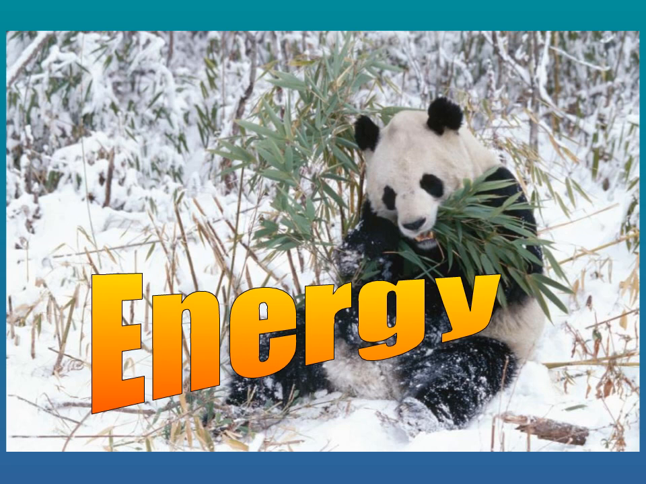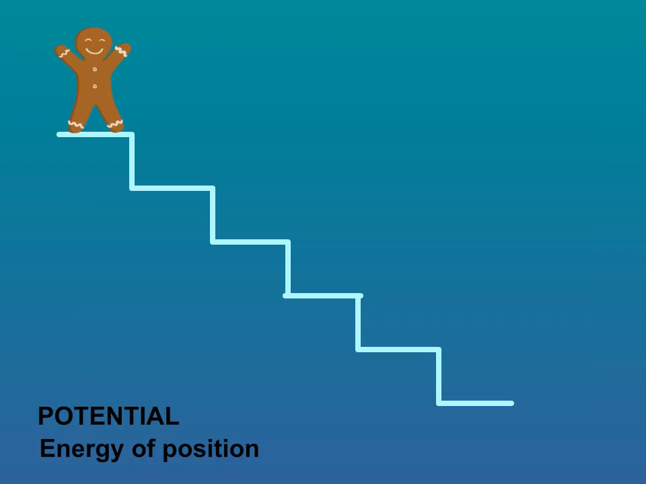The definition of energy is the capacity to do work or supply heat. And there are two main types of energy. Potential energy is the energy of position. The gingerbread man at the top of the stairs has potential energy because gravity is trying to pull him down to a lower position.